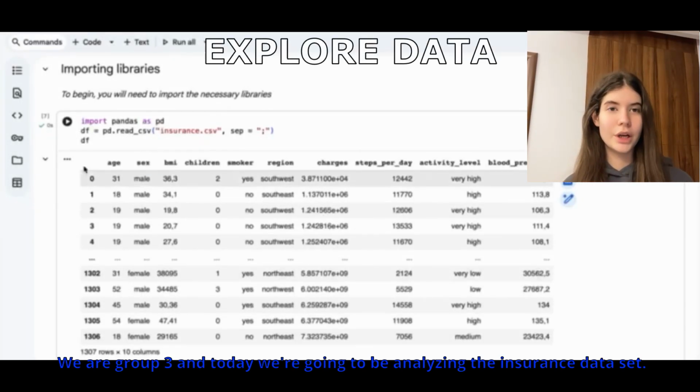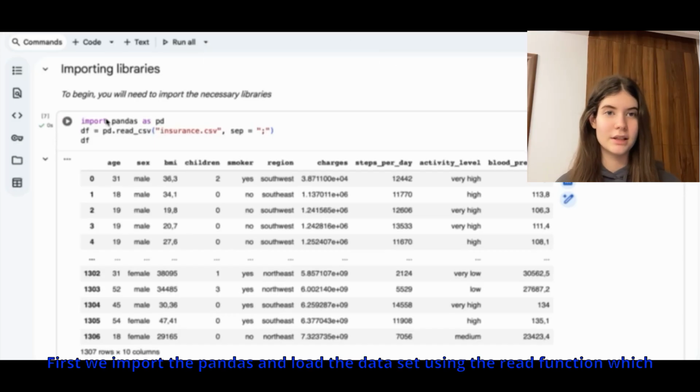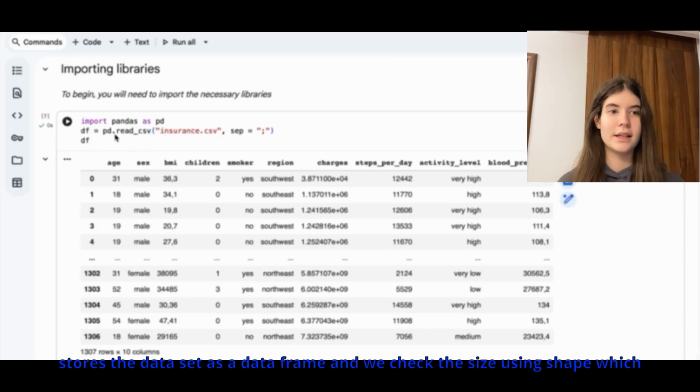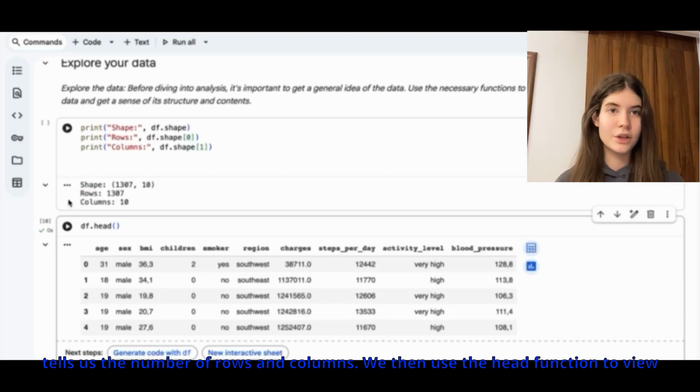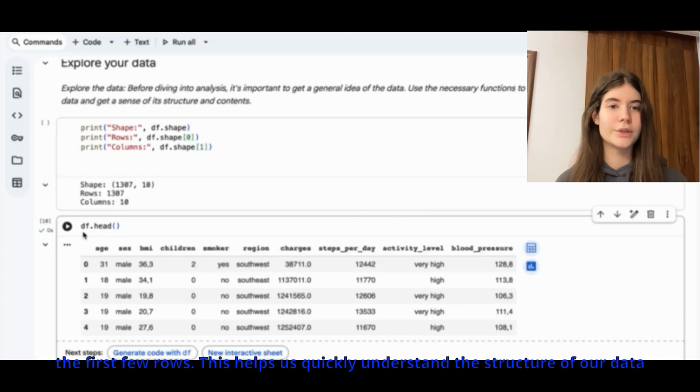We are Group 3 and today we're going to be analyzing the insurance dataset. First, we import pandas and load the dataset using the read function, which stores the dataset as the data frame, and we check the size using shape, which tells us the number of rows and columns. We then use the head function to view the first few rows.